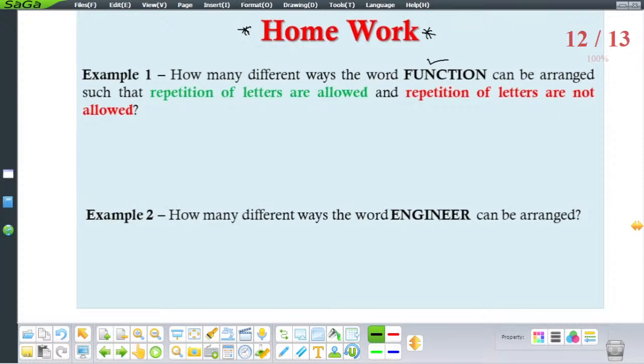Yes, Asiya, you are right. Thank you. Second is 720. Yes, correct. You have to solve all the homework problems. These 2 problems are there. You just have to understand the concept, and based on that you solve them.